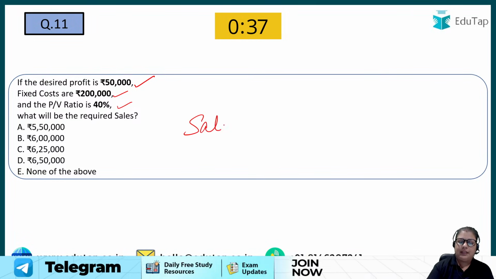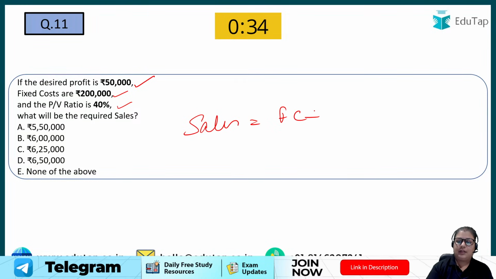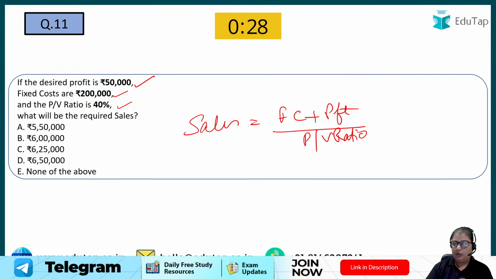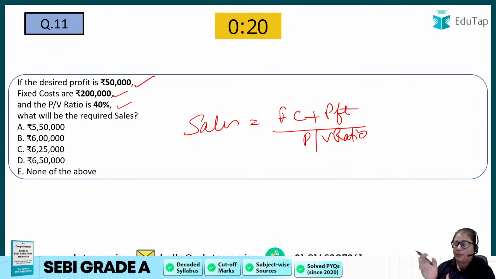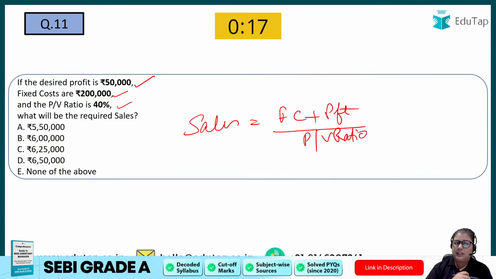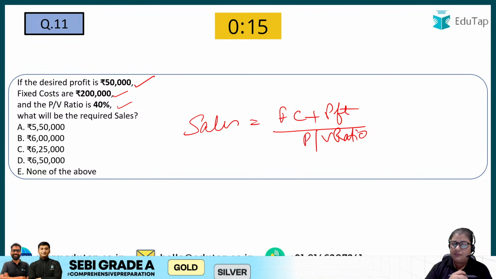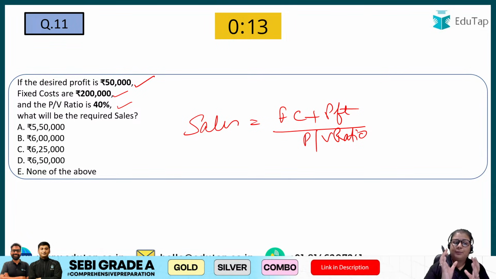So sales will be equal to fixed cost plus profit upon PV ratio. ठीक है, upon PV ratio. This is the formula. So just put in the values and you will get the required sales. But if you say that I don't understand this formula or I don't remember this formula, how will you calculate such questions in exam? Will you leave it? No. You know the basic formulas.